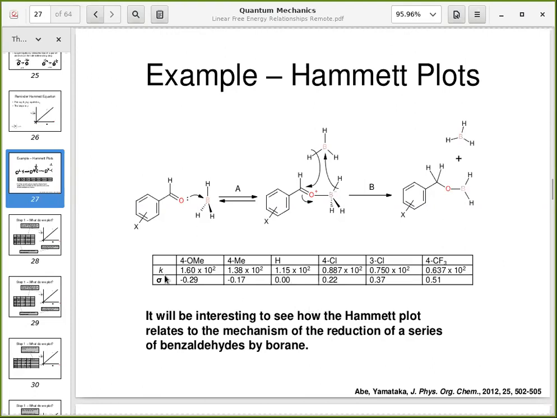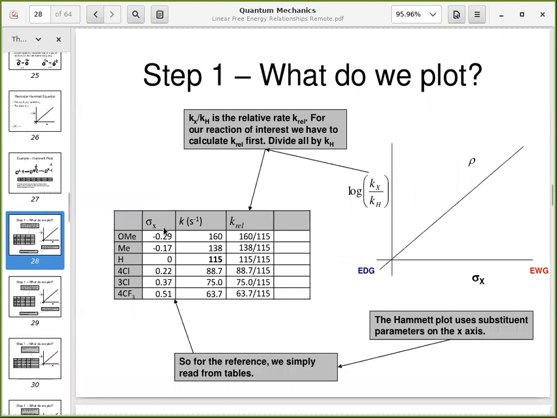Should you just plot log k against sigma, yes, you will get a straight line, you'll get a linear free energy relationship. However, it won't pass through the origin in terms of the y-axis, so we must make that change. So I'm going to change this from being a horizontal table to a vertical table. So here we go, the sigma Hammett substituent parameters are over here. And so we've got our x values.